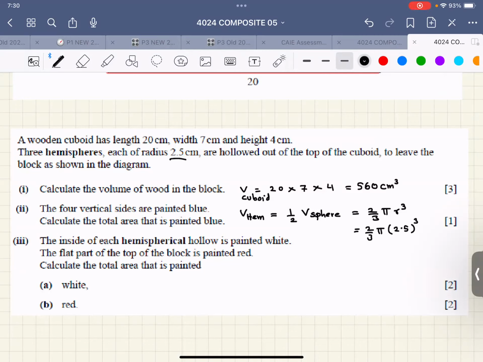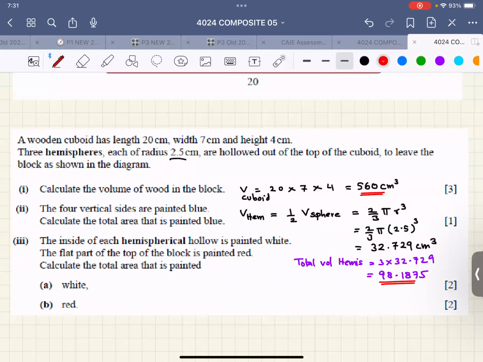Now let me grab the calculator. 2.5 into 2.5 into 2.5 into 2 into 3.142 divided by 3. That comes out to be 32.729 centimeter cube. This is volume of one hemisphere. But there are 3 hemispheres. So total volume of hemispheres, that is 3 times 32.729. Multiply it out. That comes out to be 98.1875.